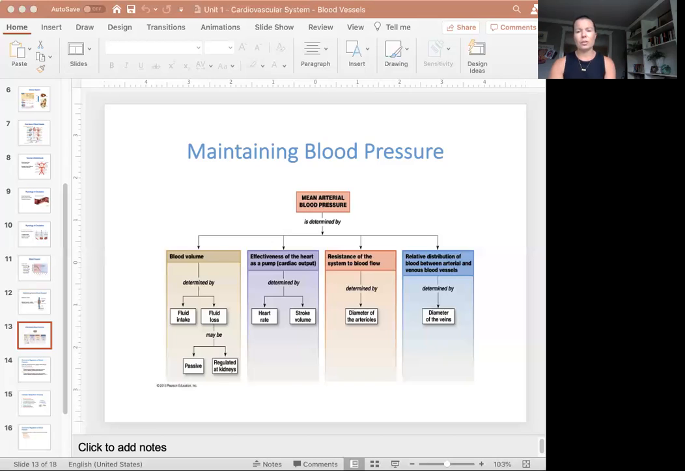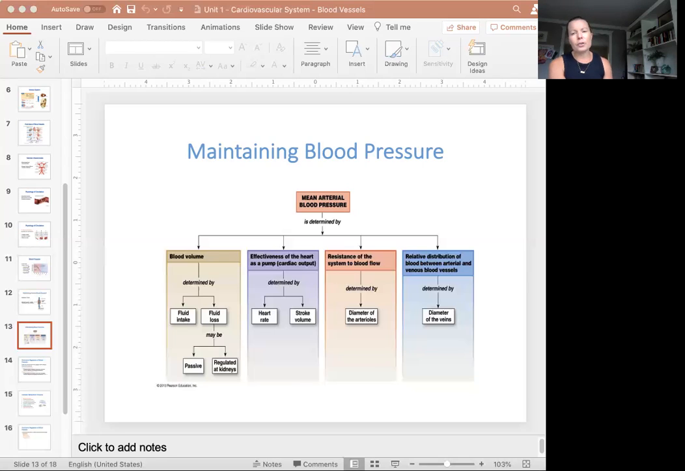So these are the short-term regulators when it's controlled by the nervous system. This is when blood pressure is being monitored by these two types of receptors, and there are changes made to heart rate and stroke volume. Those are the two factors that influence cardiac output, and also to peripheral resistance in order to make pretty immediate changes to blood pressure.